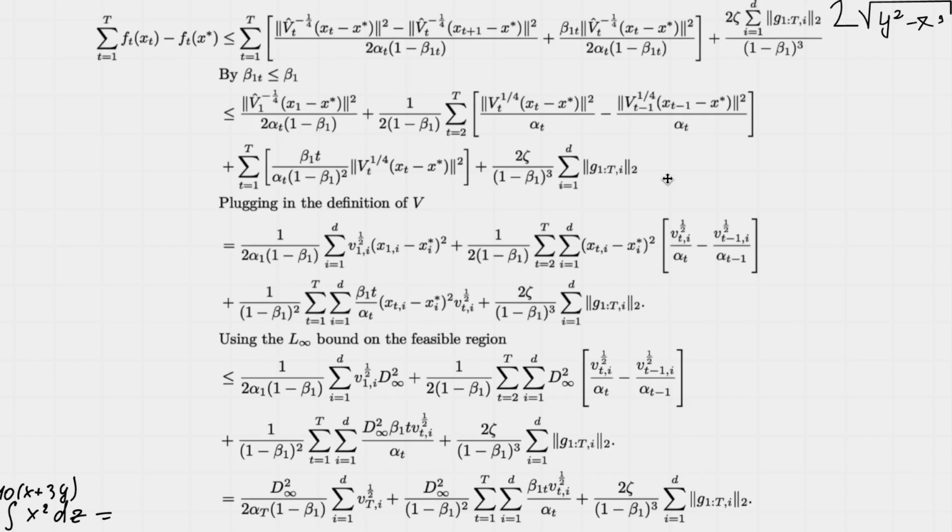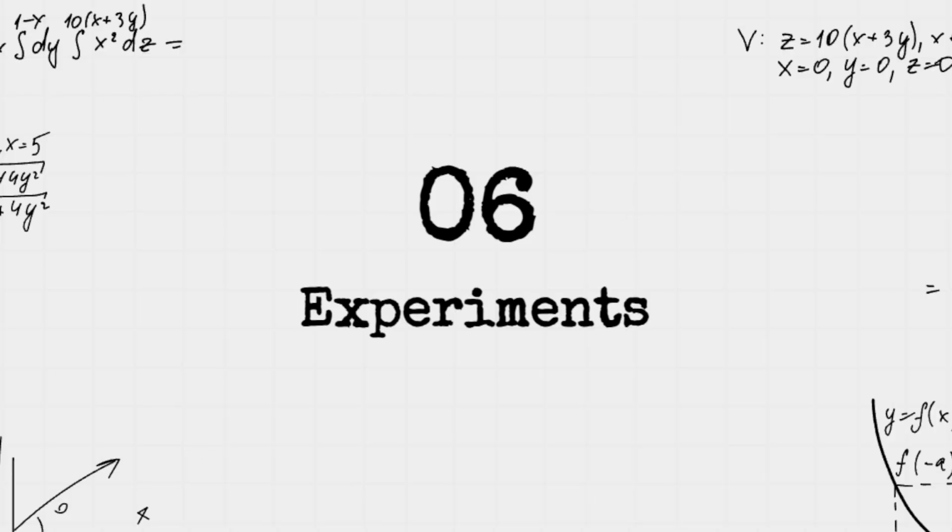Plugging in the result of the previous slide into the regret bound and extracting the first term of the summation, we derive the second inequality. And by plugging in the matrix V and using the L infinity norm, we have obtained the stated regret bound.